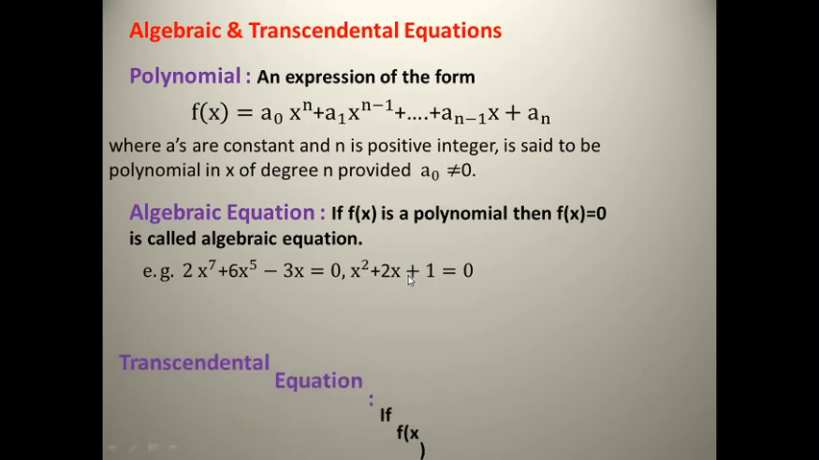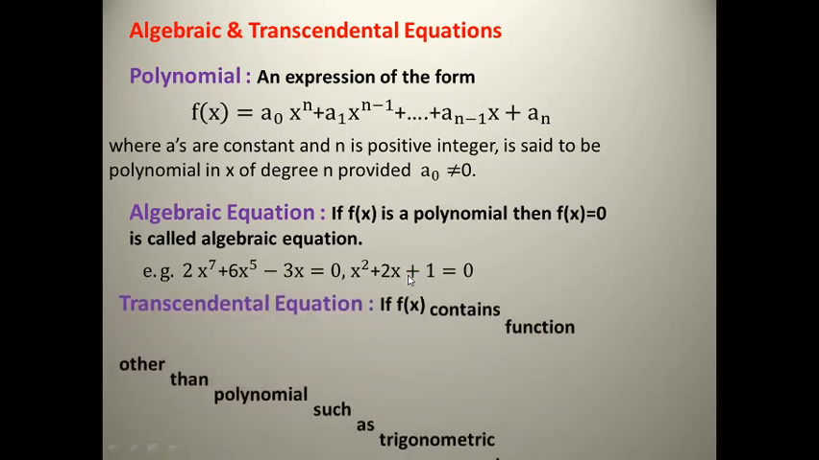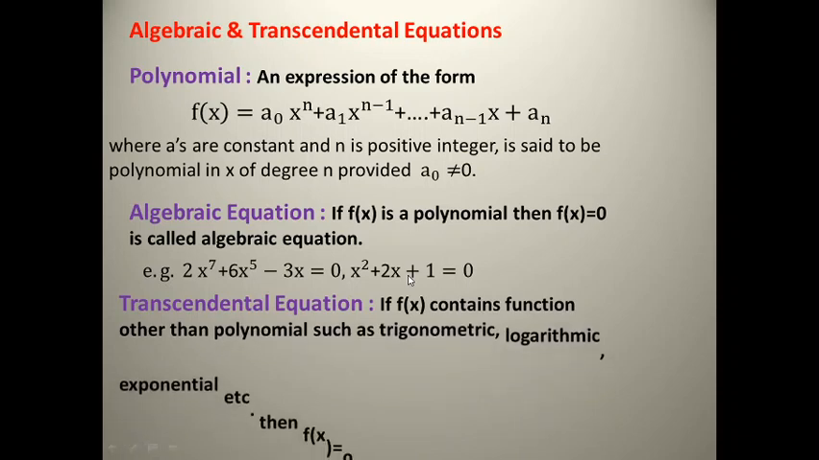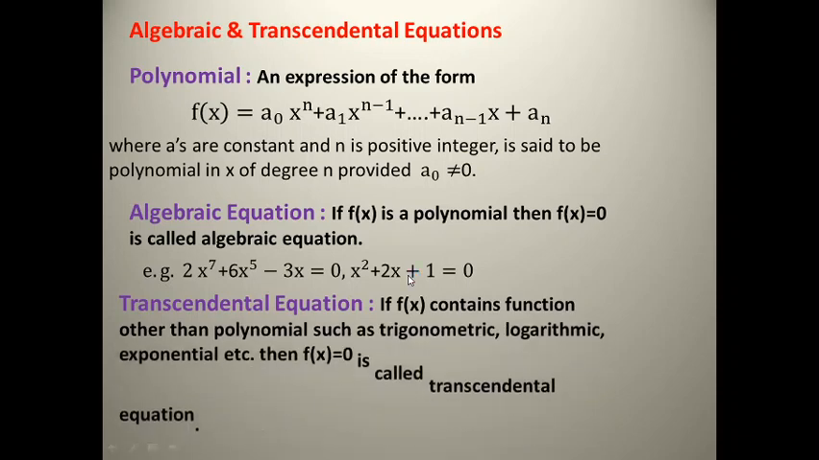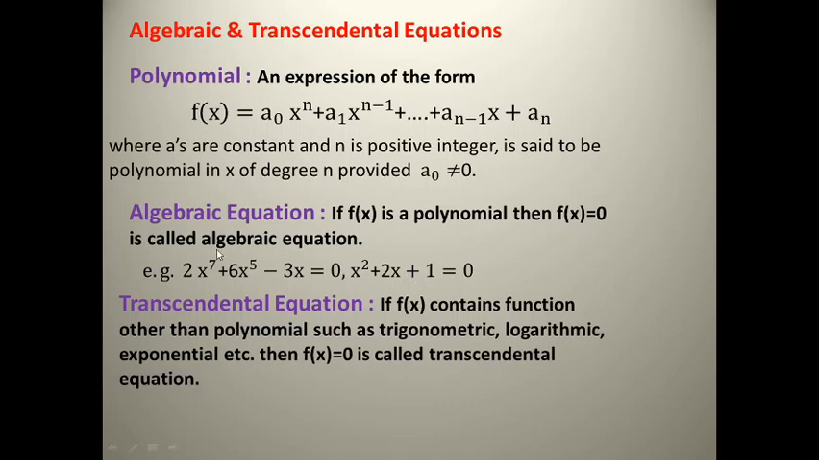Let's have another definition, transcendental equation. If in an equation f of x is equal to 0, f of x contains functions other than polynomial, such as trigonometric, logarithmic, exponential, then f of x equal to 0 is called a transcendental equation. For example, x cube plus log x is equal to 0, because it involves the logarithmic function, as well as x e to the power x plus cos x, which is also an example of a transcendental equation.